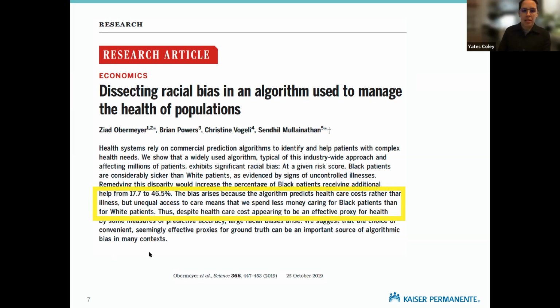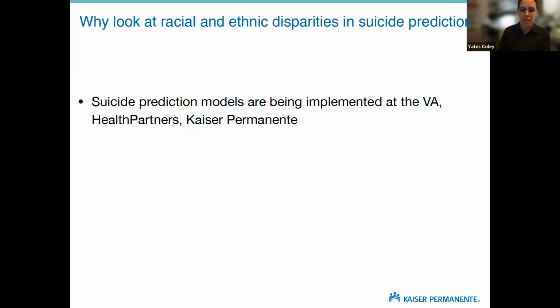So the research I'm going to talk about today focuses on prediction models for suicide prevention. Suicide prediction models that use routinely collected clinical data have been developed and validated for several settings and are being used to guide suicide prevention efforts at multiple healthcare systems, including the Veterans Health Administration, Health Partners in Minnesota, and several regions of Kaiser Permanente.